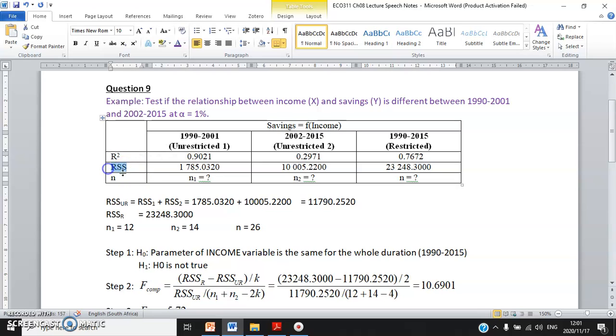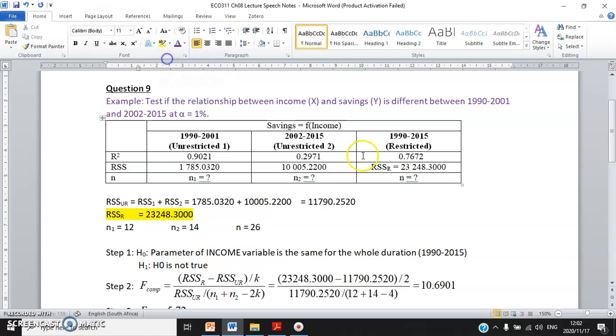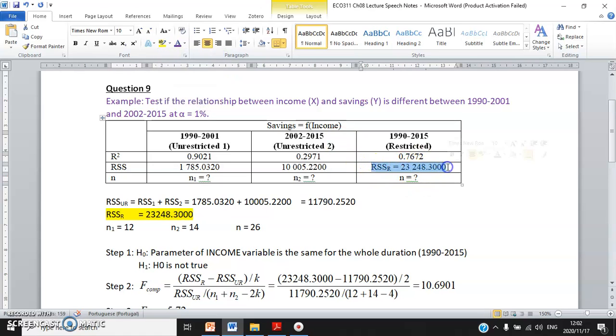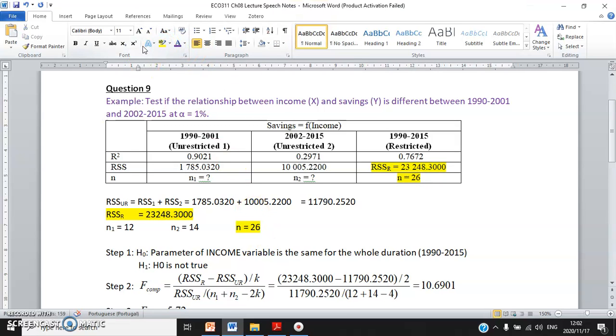Okay, we need to know the residual sum of square, which must be given to you in the question. For the restricted regression, which means I run the regression for the whole period, this restricted residual sum of square, I call it RSSR. It means the residual sum of square from the restricted regression. So this is 23248.3. And then this is my total sample size, and for the whole period, 26. So I hope you are happy with these two statistics. I haven't even started with the F-test. We're still dealing with the preliminary information.